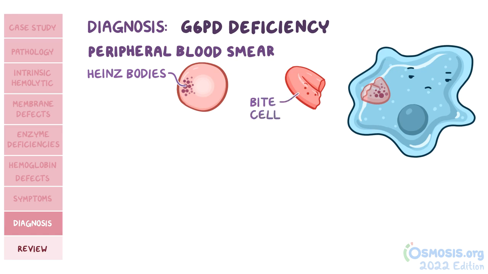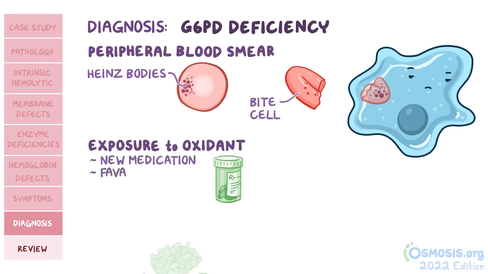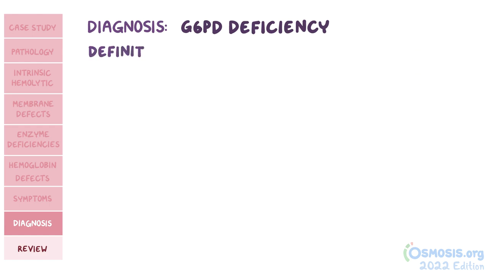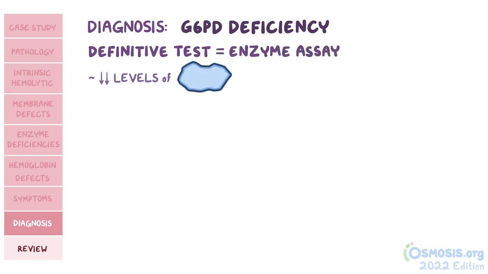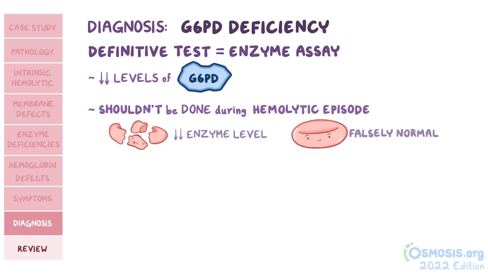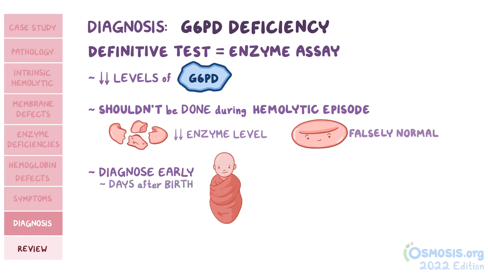The diagnosis is suspected if there's a history of recent exposure to an oxidant, like starting a new medication or eating fava beans, followed by a hemolytic episode. But the definitive test for G6PD deficiency diagnosis is an enzyme assay to detect the levels of G6PD. Now, the assay shouldn't be done during the hemolytic episode, since the cells with low enzyme levels are dead, and the levels of G6PD will be falsely normal. Given the high risk of hemolysis, it's important to diagnose G6PD deficiency as early as possible, so newborns in many developed countries are tested a few days after birth.